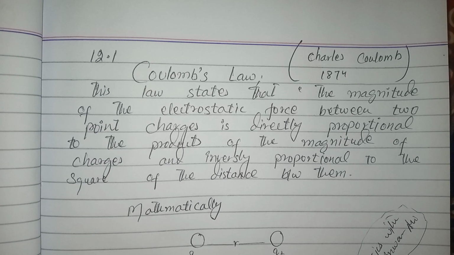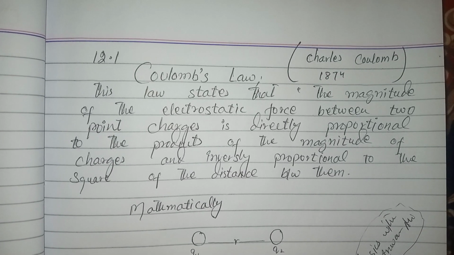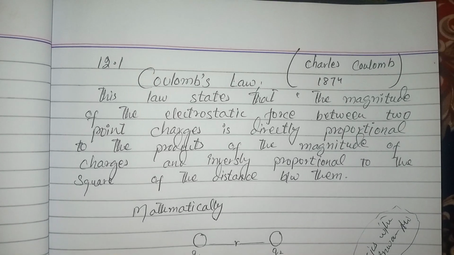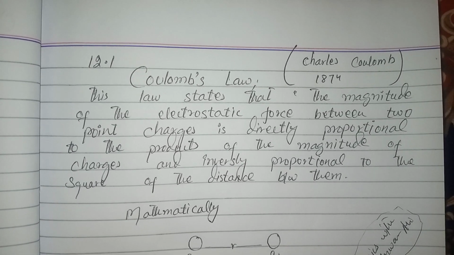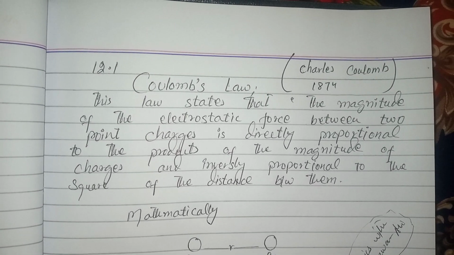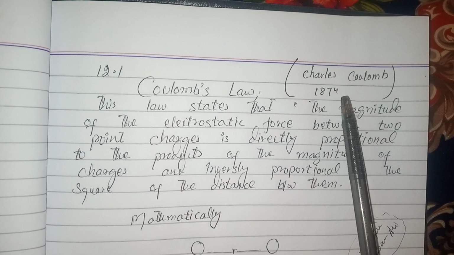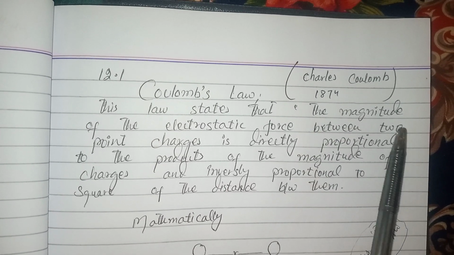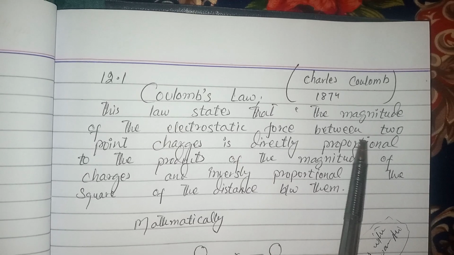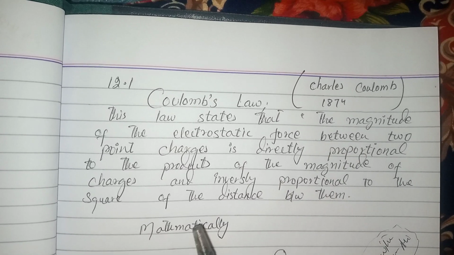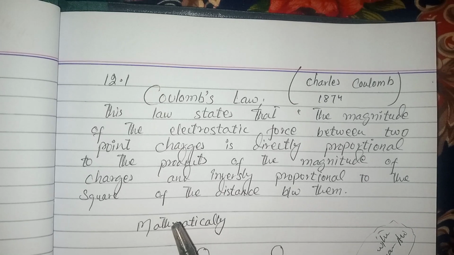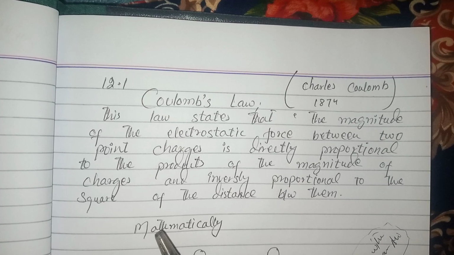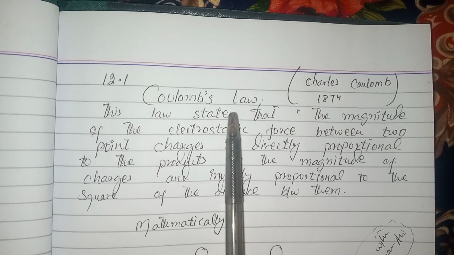Today I'm going to discuss the second topic, which is basically the first main topic of our first chapter, which is about Coulomb's law. Charles Coulomb was a French scientist, and in 1874 he performed a number of experiments to measure the force between two electric point charges, and he stated his experimental observations in the form of a statement which is known as Coulomb's law.